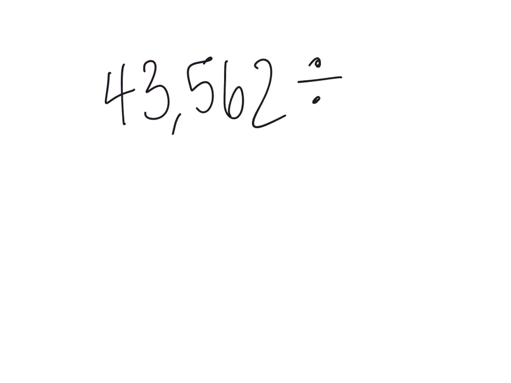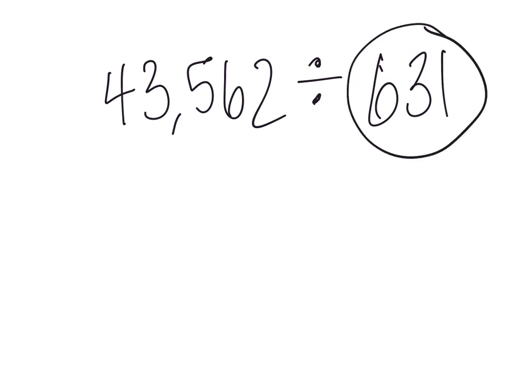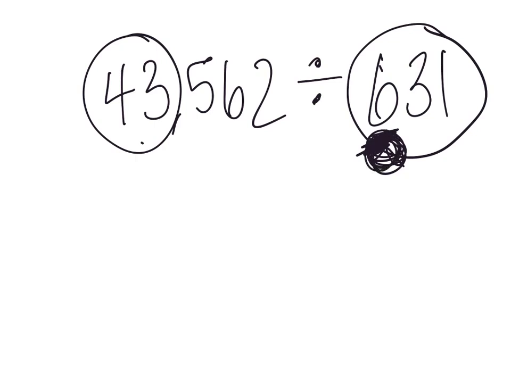Let's say it's 43,562 divided by 631. Wow. Now we're going to give a quick estimate. If we're going to do an estimate, we're going to look at this number first and this number. Actually, mainly this number. 6 and 43. Now this is why it's so important to know your math facts. You need to think, what number does 6 go into evenly close to 43?